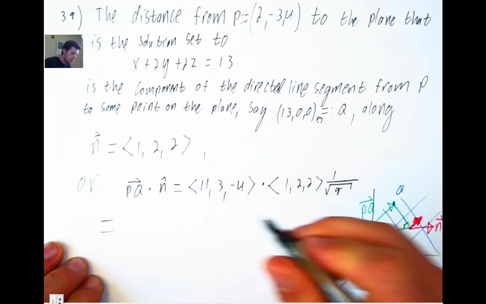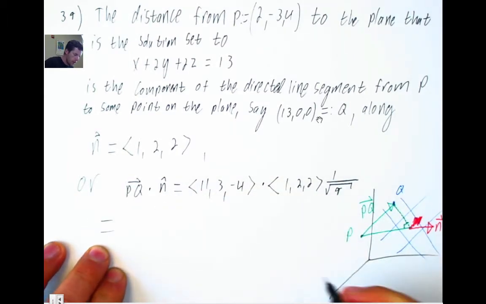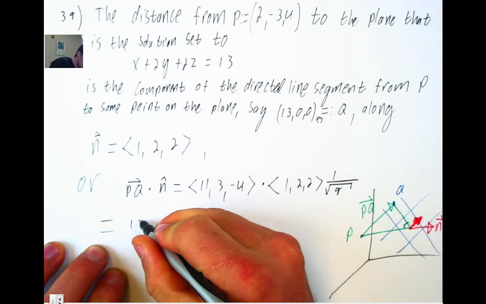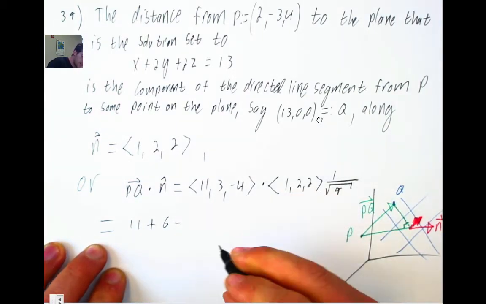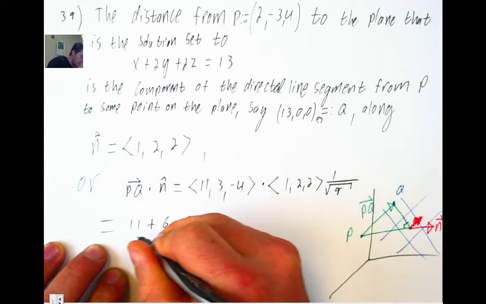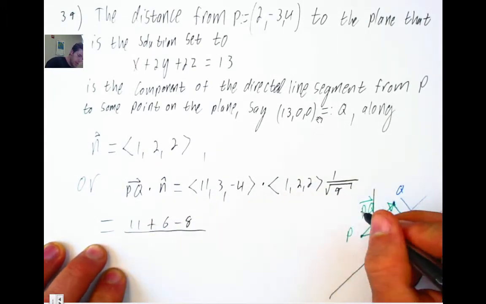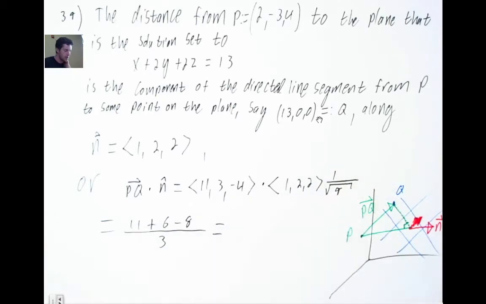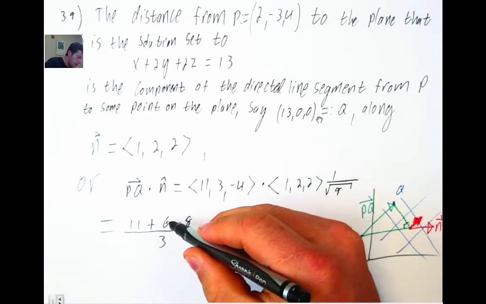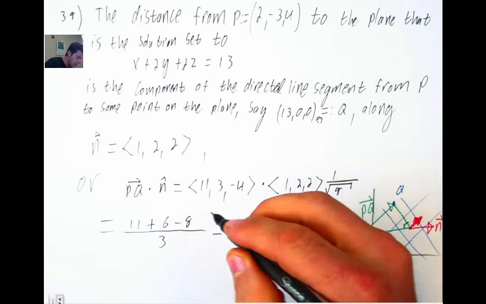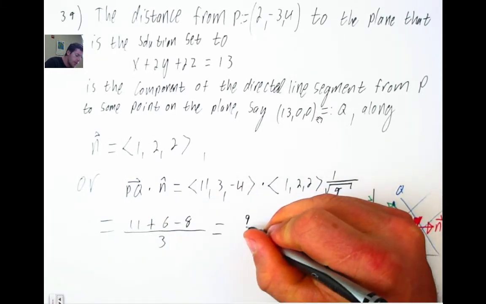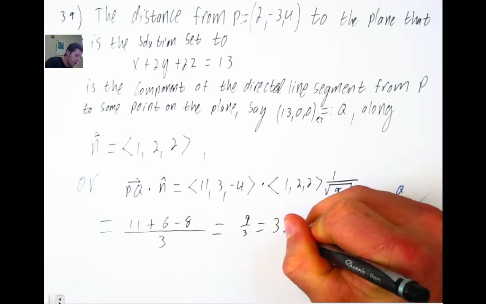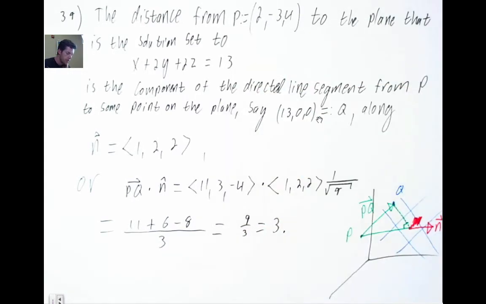And this is 11 times 1 plus 3 times 2 plus negative 4 times 2 is minus 8, divided by the square root of 9, which is 3. Hey, this is pretty easy arithmetic. Maybe I'll go for it this time. 6 minus 8, that leaves me with a net negative 2, or 11 minus 2, which is 9 over 3. It's 3. Okay. The distance from this point to this plane is a simple 3.